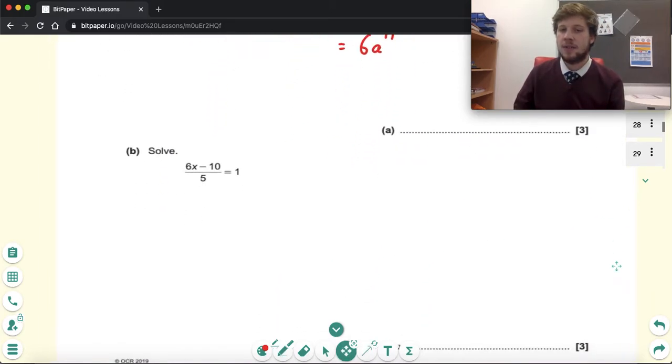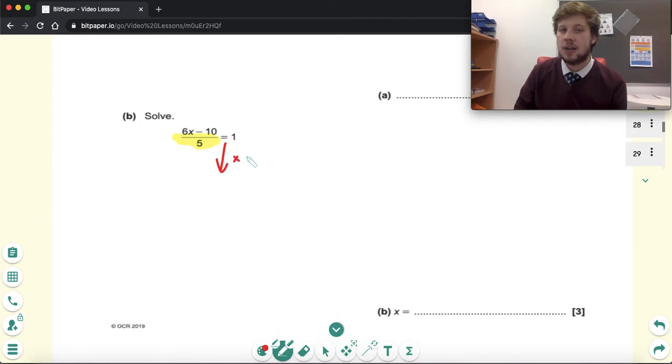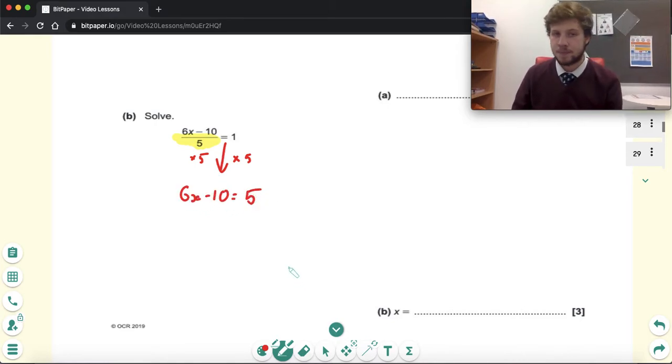And finally on the first page, we've got 6x subtract 10 over 5 equals 1. Now, with these types of questions, anything which is written as a fraction I want to get rid of straight away because that will just make my life a lot easier. This is dividing by 5, so I'm going to multiply both sides by 5, which would leave me with 6x subtract 10 equals 5.